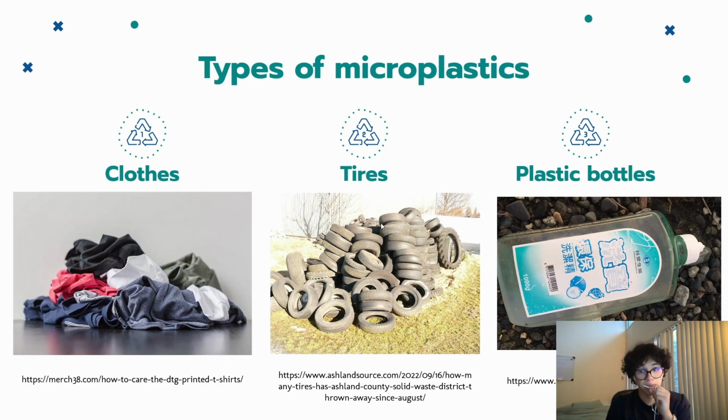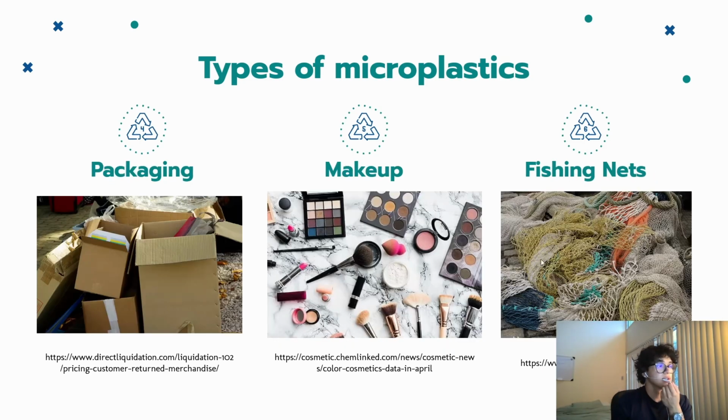These are pictures of examples of microplastics, for example, from the tiny materials that clothes are made from, and the tread from the tires. As you can see from here, the sun is beaming down on them, and slowly over time they will disintegrate into smaller pieces. Plastic bottles wash ashore on the beaches, or just over time turn into microplastics that end up in our water systems. Packaging, makeup, and the fishing nets.